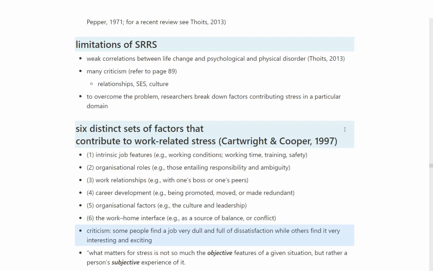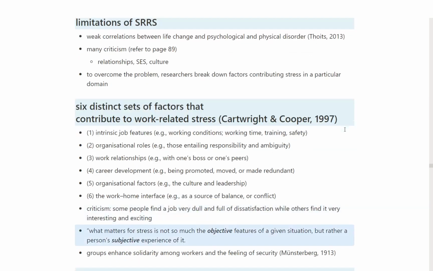Some people find the job very dull and full of dissatisfaction, while others find the same job very interesting and exciting. So what matters for stress is not so much the objective features of a given situation, but rather a person's subjective experience of it. So this improved situational model still doesn't explain the individual differences.